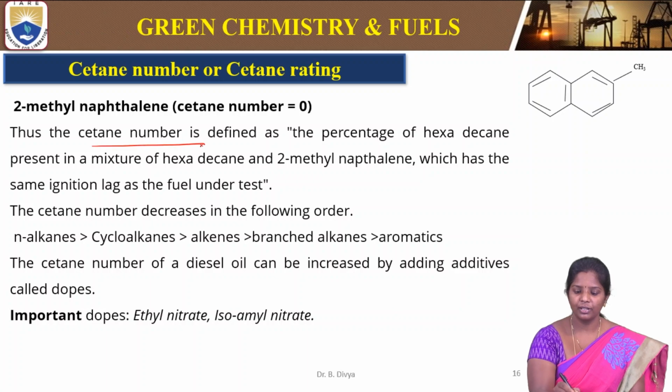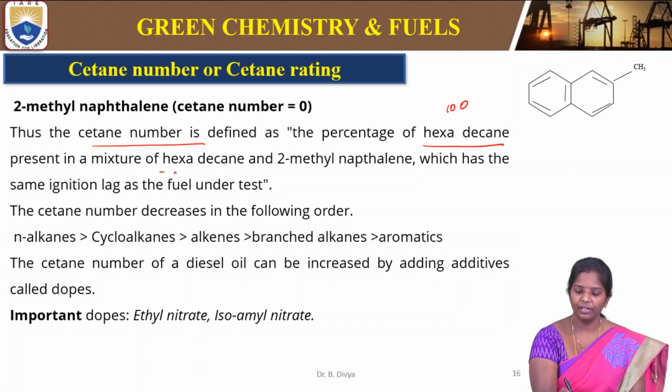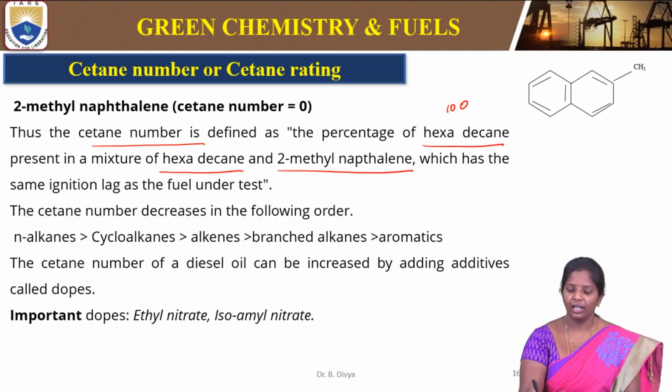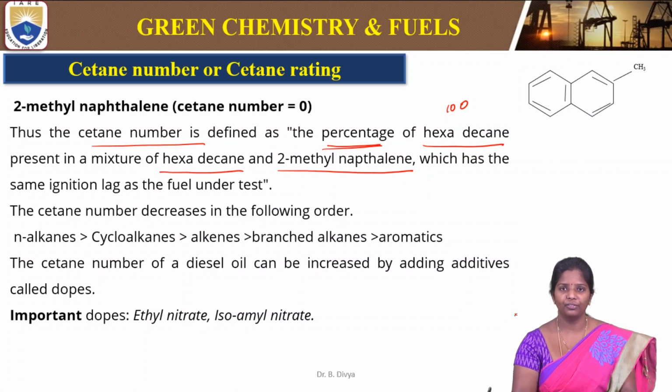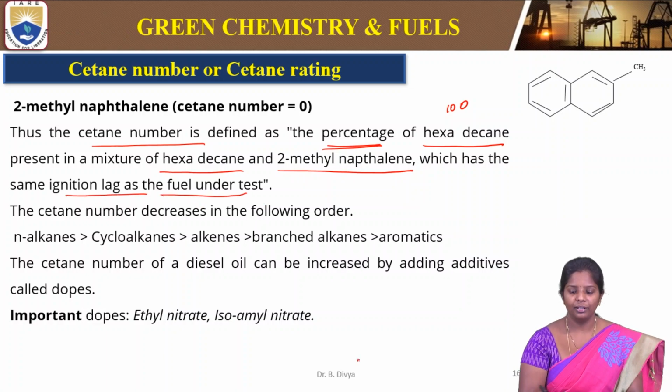Thus the cetane number is defined as the percentage of hexadecane, that is 100, present in a mixture of hexadecane and 2-methyl naphthalene. These are compounds that are already present in diesel. The presence of hexadecane will improve the anti-knocking properties. So we understand it as the percentage of hexadecane in the mixture of hexadecane and 2-methyl naphthalene which has the same ignition lag as the fuel under test.